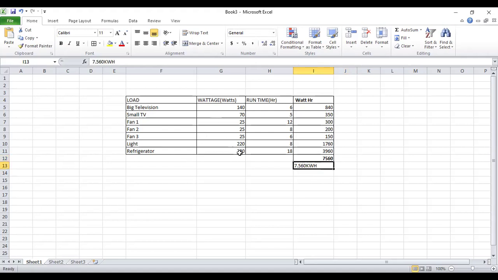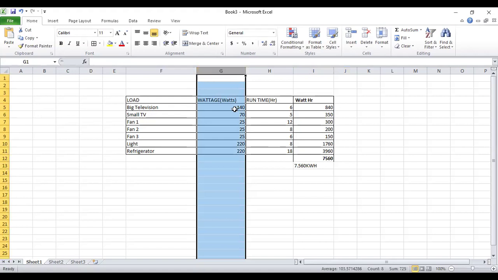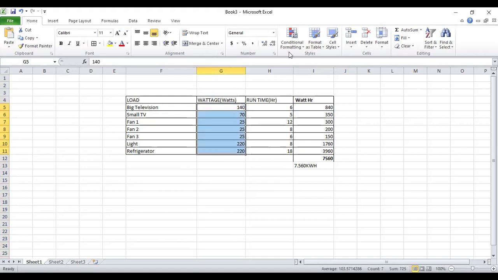The next thing we should be thinking of is inverter sizing. You can easily get your inverter sizing by summing all this load here, this particular column G. If you sum it, you get 725 watts as the total load capacity for this particular client.